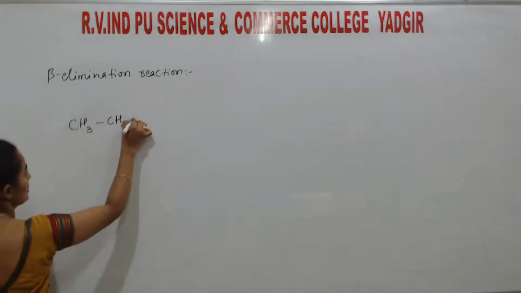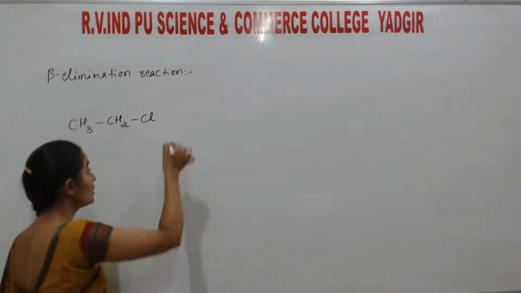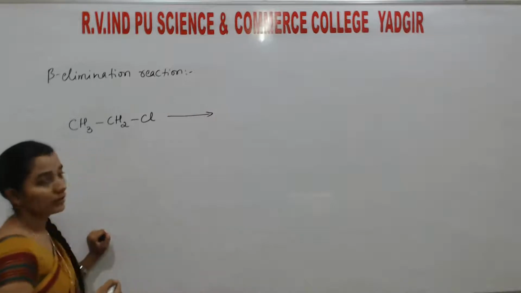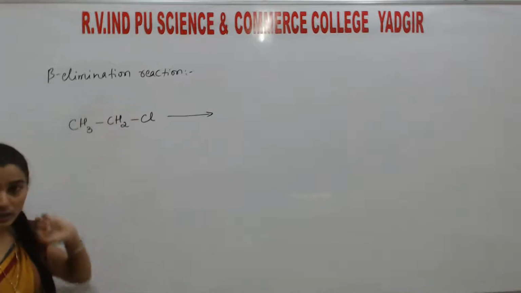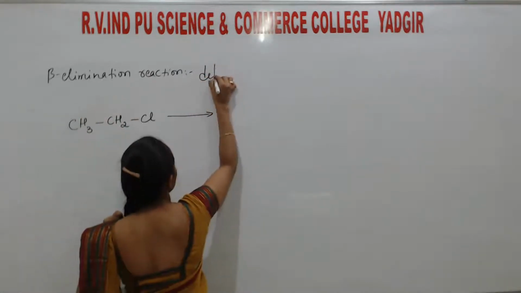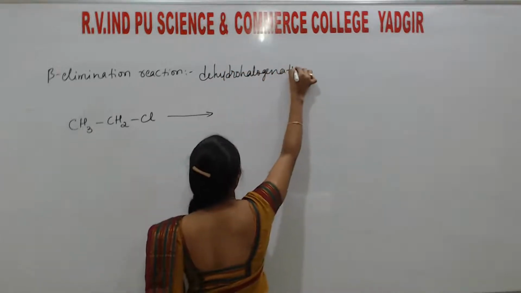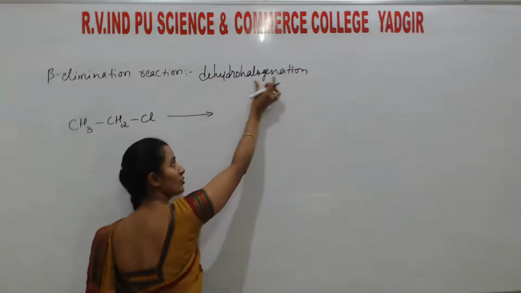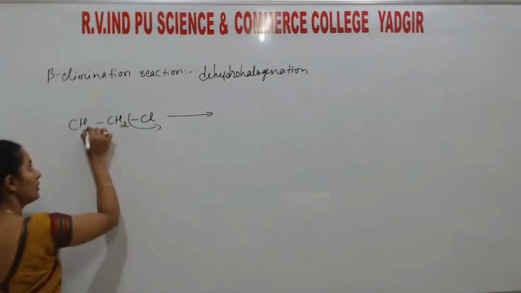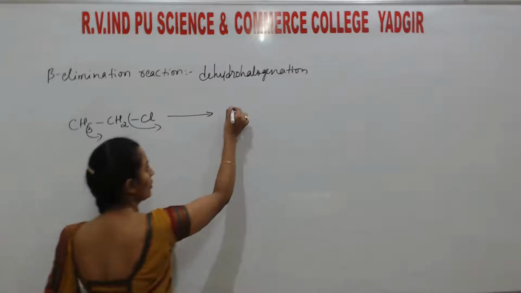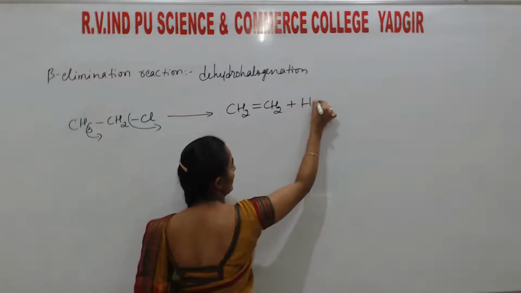CH3CH2Cl. Okay? So we need to remove. Elimination means we need to remove. So this is called beta elimination. At the same time, it is called dehydrohalogenation. De means removal, one is hydrogen, another one is halogen. So of course halogen is here, and hydrogen should be removed from here. What is the product? CH2=CH2 plus HCl.